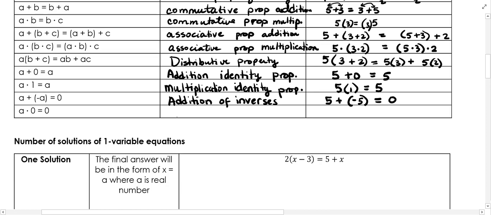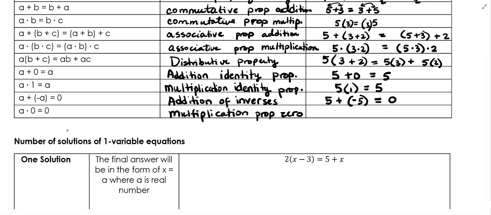And the last one is the multiplication property of 0. And this property says that if you multiply anything by 0, you're going to get 0. It's the beauty of 0.